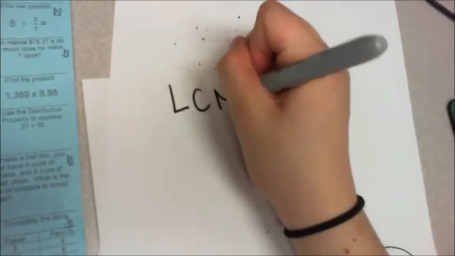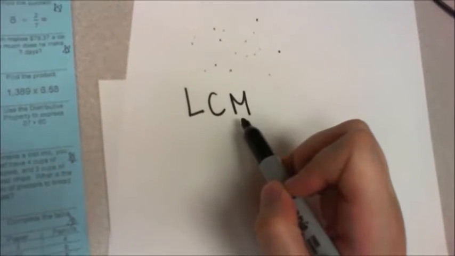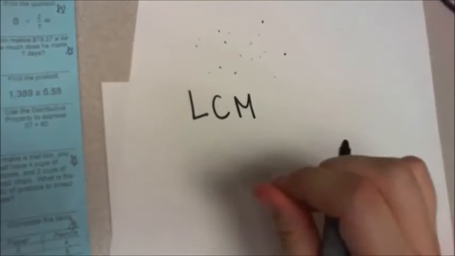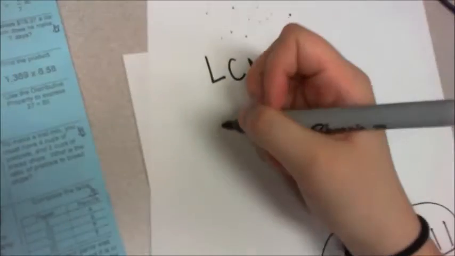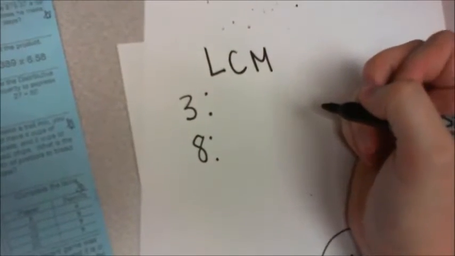A lot of us, for this next one, have forgotten what LCM stands for. LCM stands for least common multiple, which means the smallest multiplication answer that you can have. So just think about your times tables with this. We need the LCM of 3 and 8. So let's write out our 3 times tables.